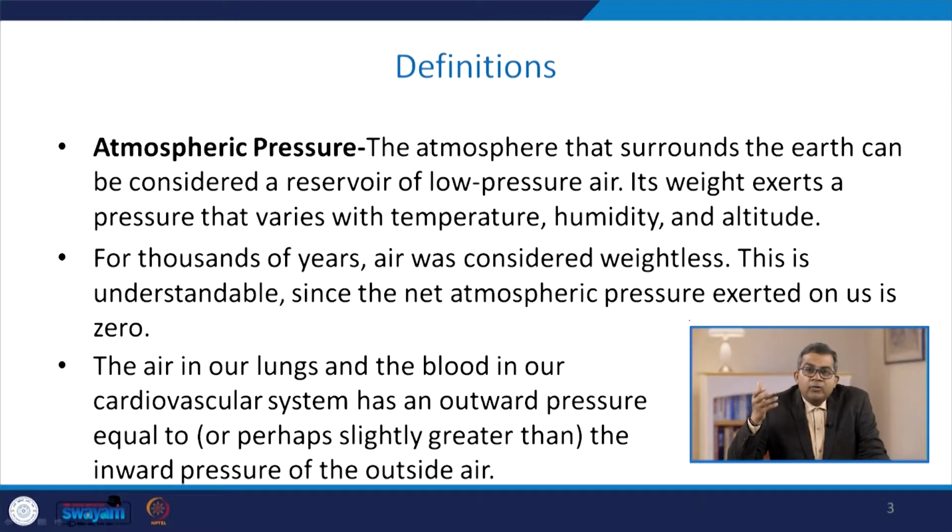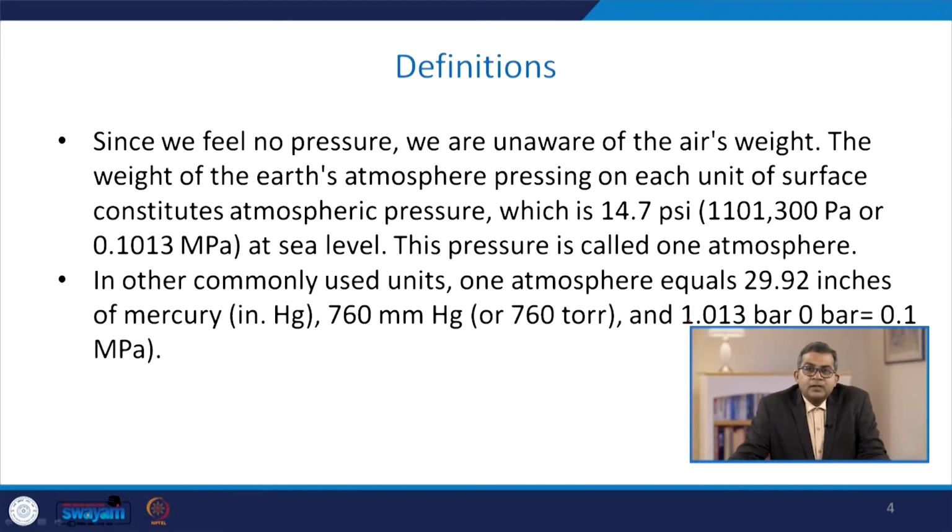The air in our lungs and the blood in our cardiovascular system has an outward pressure equal to, or sometimes perhaps slightly greater than, the inward pressure of outside air. That is why there must be a balancing between the two. Since we feel no pressure, we are unaware of the air's weight. The weight of Earth's atmosphere pressing on each unit of surface constitutes atmospheric pressure, which is 14.7 psi or 101.3 kilopascal or 0.1013 megapascal at sea level.